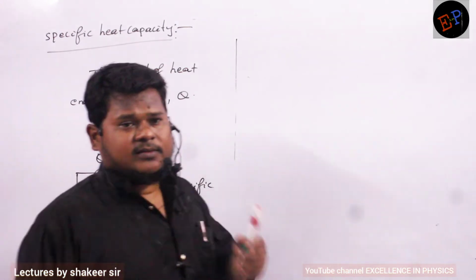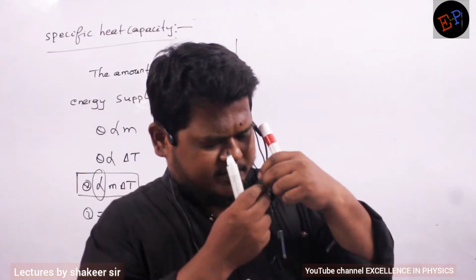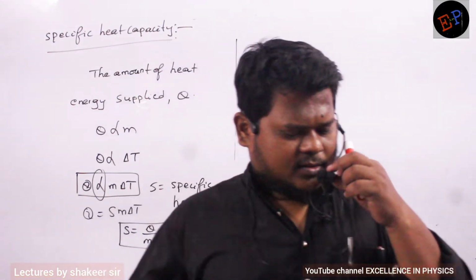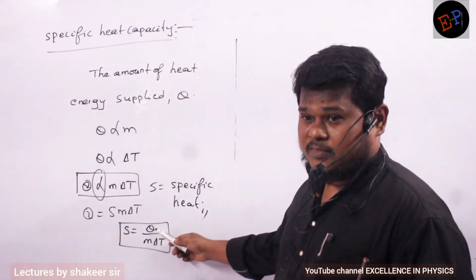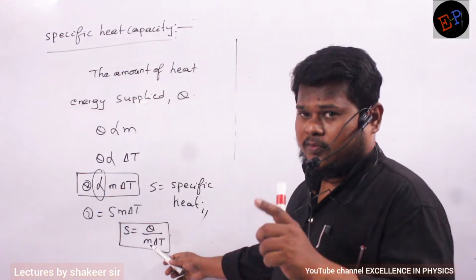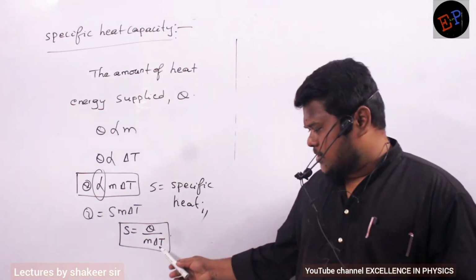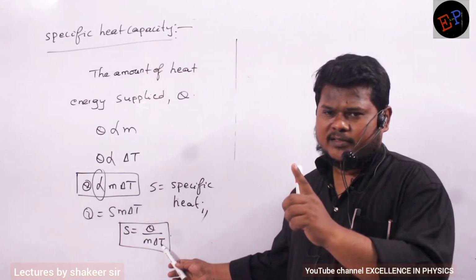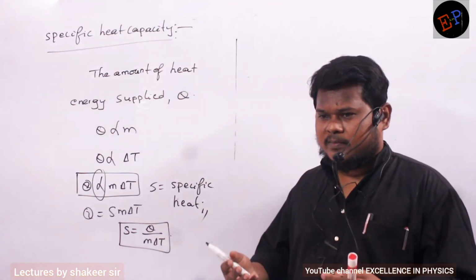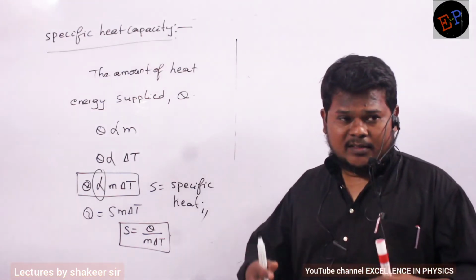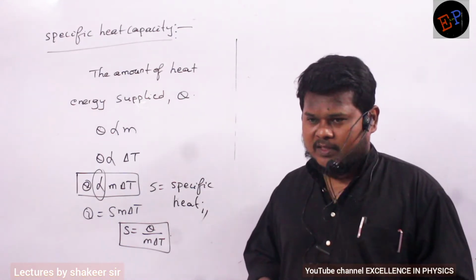If I want to write in the SI system, everything I have to measure in terms of the SI system only. So how can I measure this? The amount of heat energy required to raise the temperature of unit mass of a body, or you can say a 1 kg body in the SI system, by 1 degree rise in temperature. So you are taking a 1 kg body and you want to raise the temperature by 1 degree Celsius. Then how much heat energy do you have to supply? That is called specific heat. Are you able to understand?